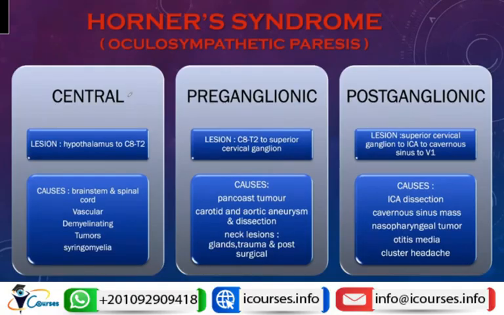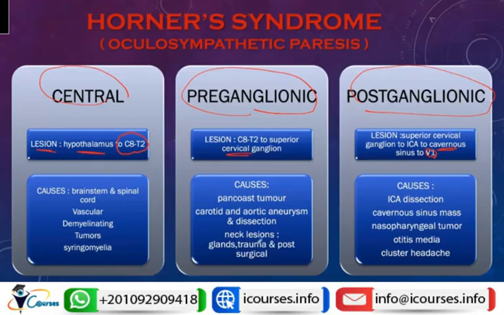It will be divided according to its location into the central, the preganglionic and the postganglionic. The central means that there is a lesion between the hypothalamus and the ciliospinal center of Budge, while the preganglionic means that there is a lesion between the ciliospinal center of Budge and the superior cervical ganglion, while the postganglionic means that there is a lesion between the superior cervical ganglion and the cavernous sinus, which will give the ophthalmic nerve. There are various types of reasons for each one of them.